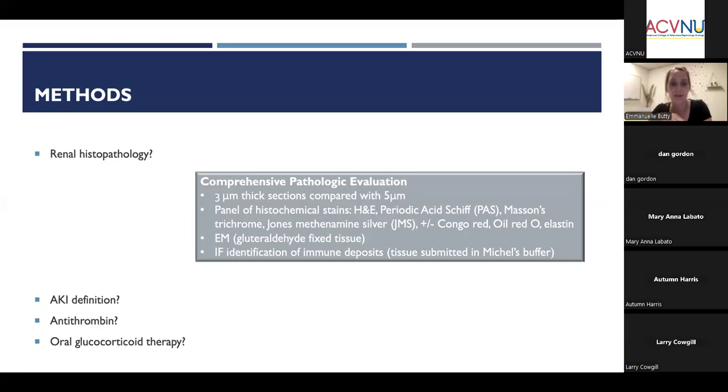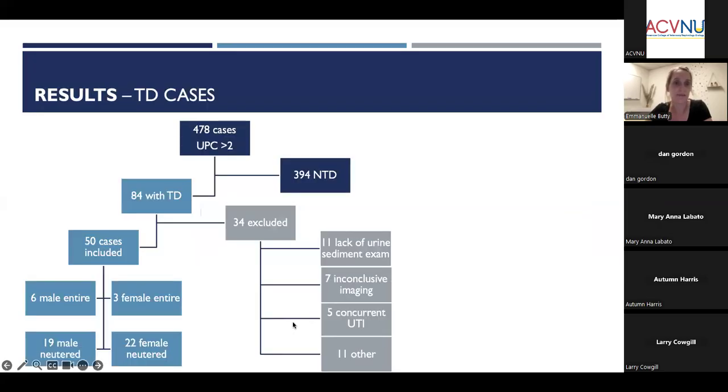They will be talking specifically about AKI as a comorbidity, but they don't really describe how they define that. They will be talking about antithrombin, but they don't talk about that in the methods either. And we will also be talking about not only comorbidities, but oral glucocorticoid therapy. So that's all the things that were not present in the methods.